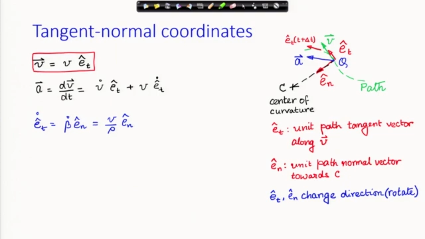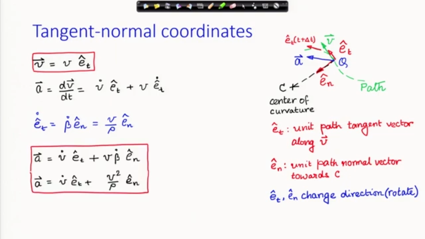Okay, if this part is clear, then we can proceed. Therefore, I just substitute it here, and what I have is the expression of acceleration. I can have various expressions. Here I have written it in terms of beta dot, and here I have eliminated beta dot as v over rho, and I get this expression. Now, this expression of acceleration is very useful in finding out the radius of curvature of a moving particle, and that is what we are going to look at next.